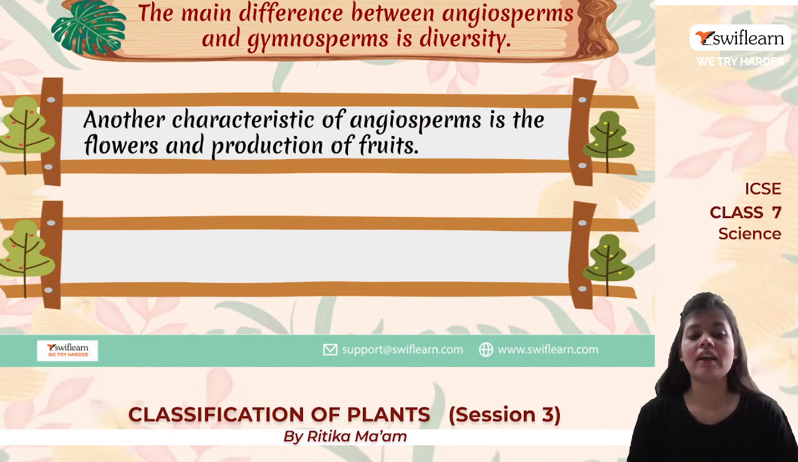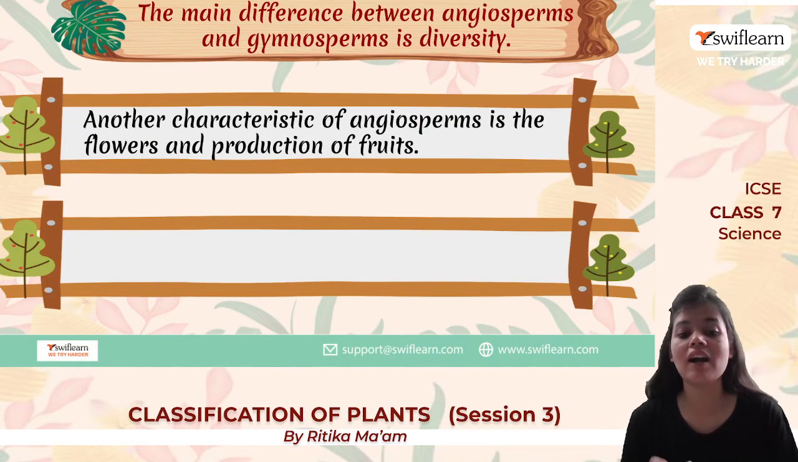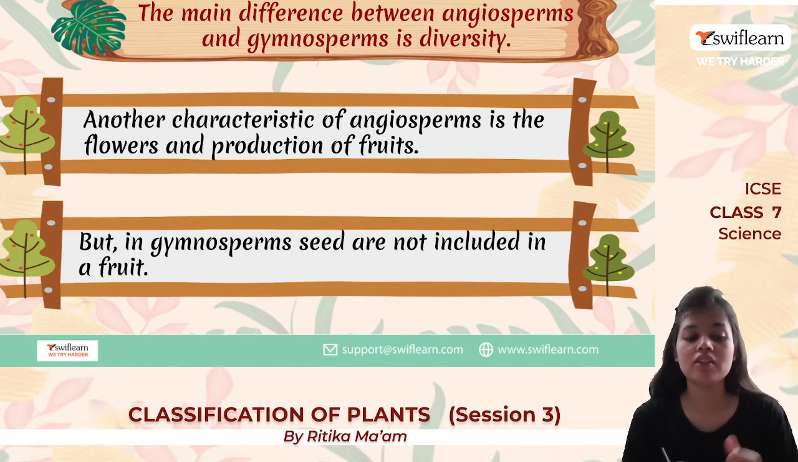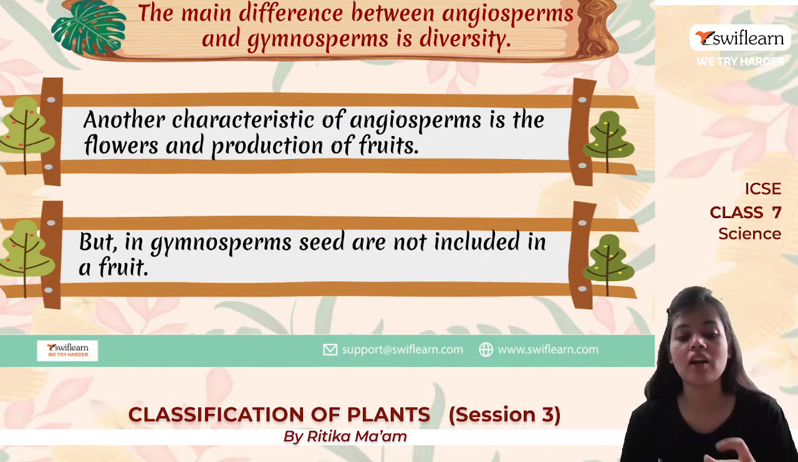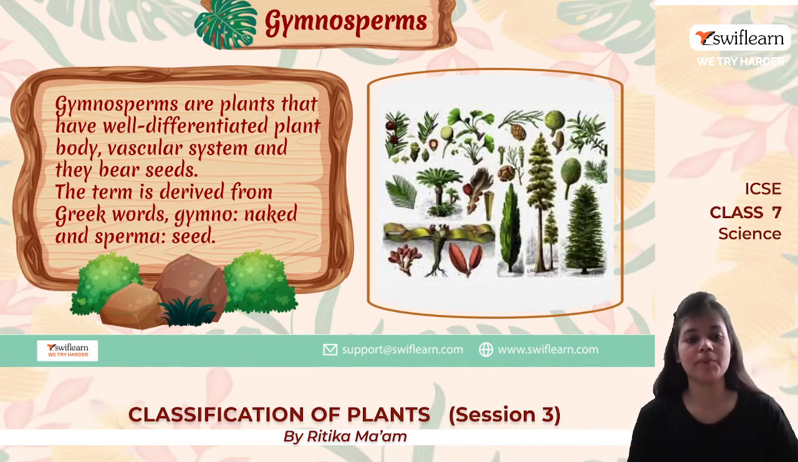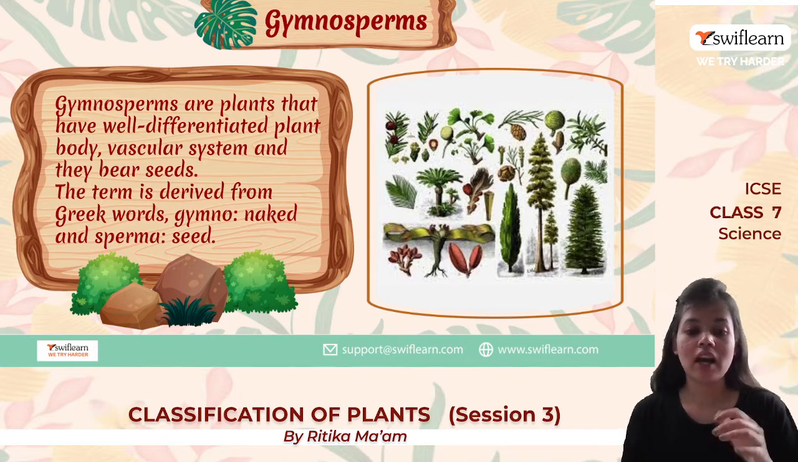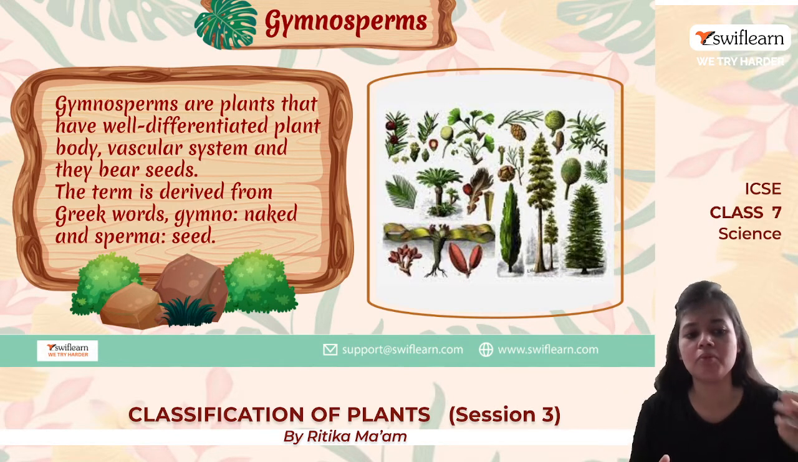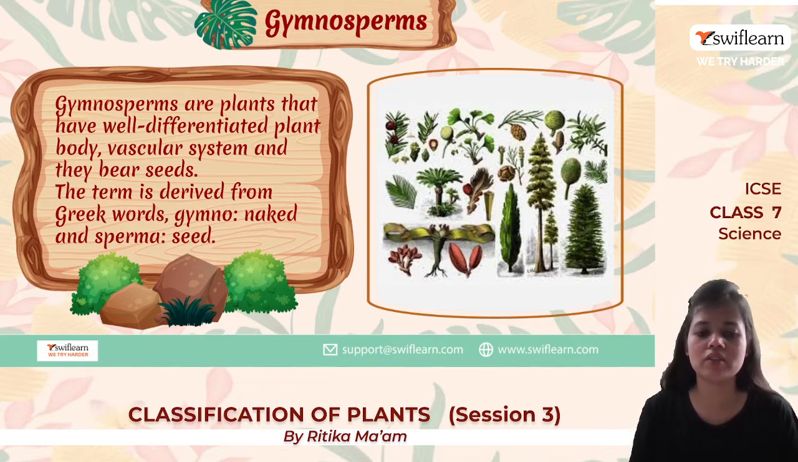Next, another characteristic of angiosperms is flowers and production of fruits. But in gymnosperms, seeds are not included in the fruit. So we will be seeing what is the basic difference. Now, gymnosperms are plants that have a well-differentiated plant body. They have vascular tissues, they bear seeds.